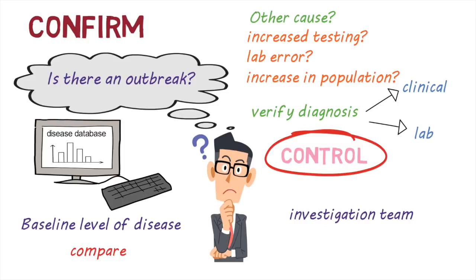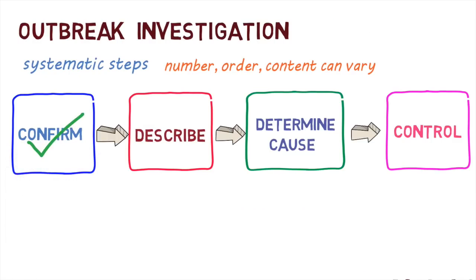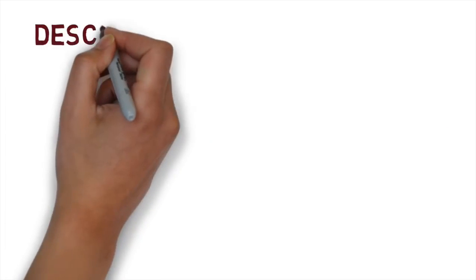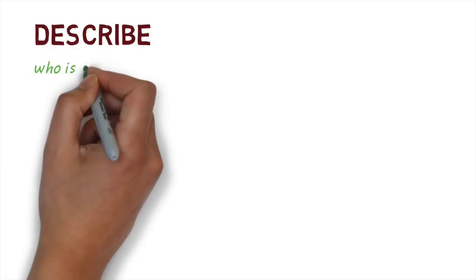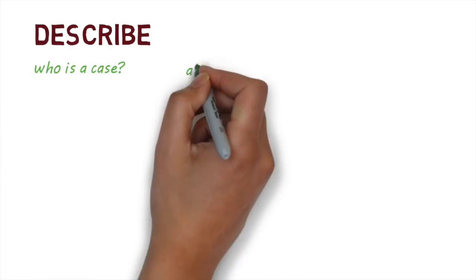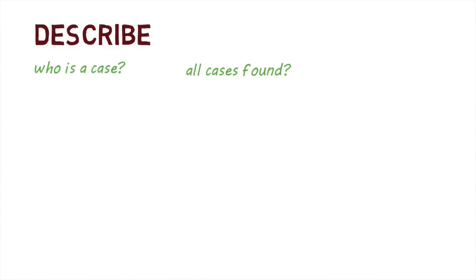Once the outbreak has been confirmed, the next step is to describe the outbreak. Describing the outbreak provides an insight into who's affected, where the illness occurs, and other characteristics of the outbreak. Let's take a closer look. To describe the outbreak, investigators need to figure out who should be considered a case, determine whether all the cases have been found, and then describe the cases.